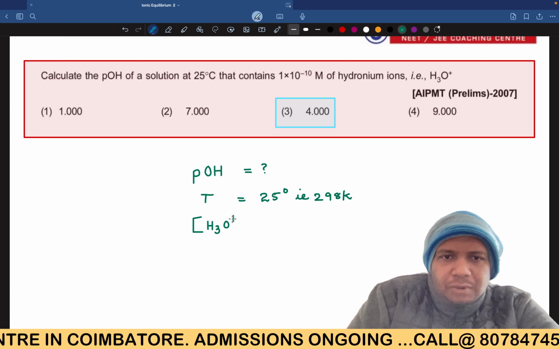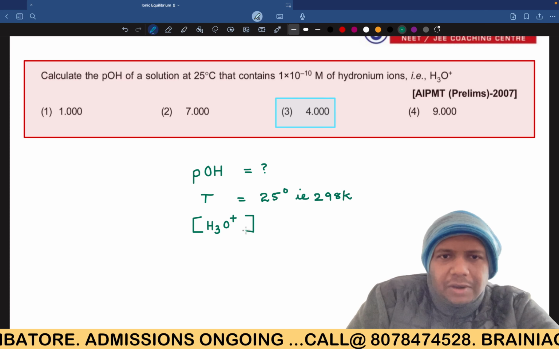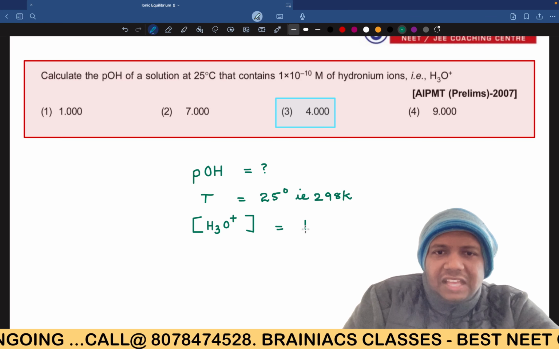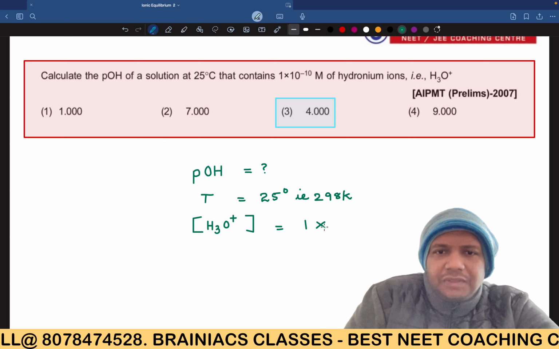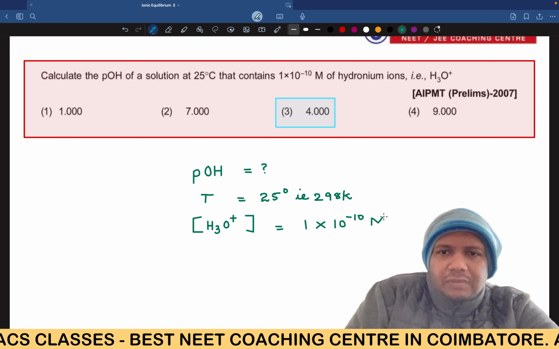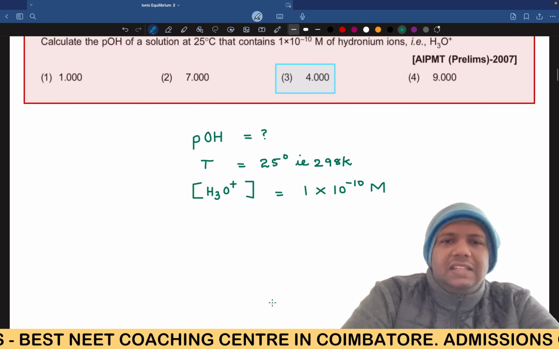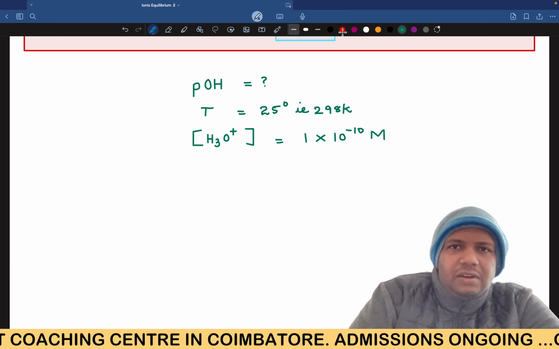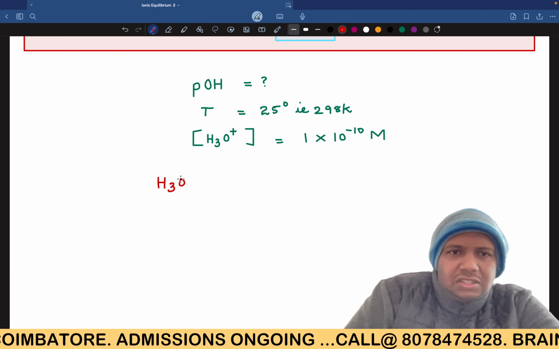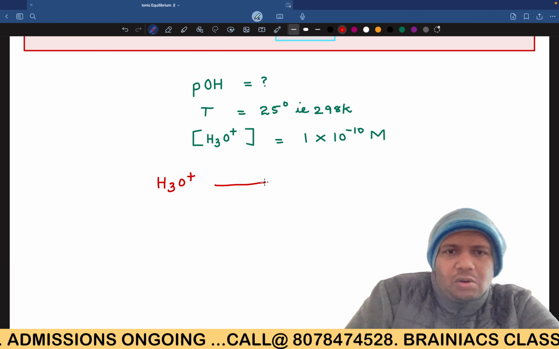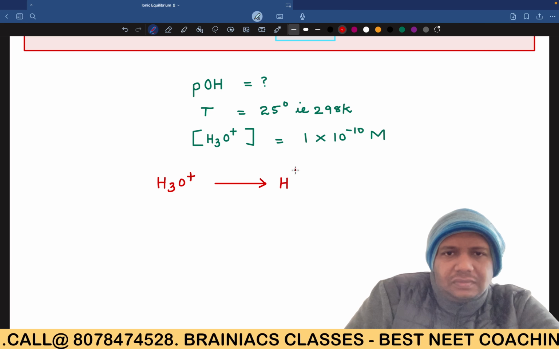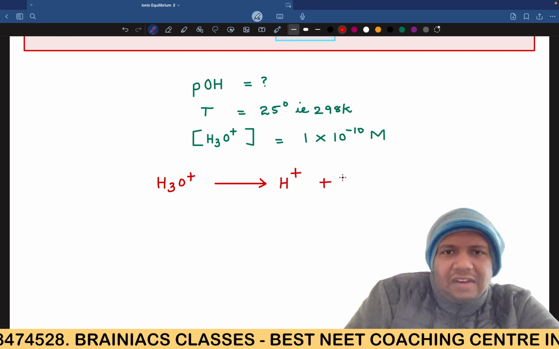And we know what is the importance of the hydronium ion. Hydronium ion concentration is almost the same as H plus ion concentration. Why? We will discuss that. This is given as 1 into 10 power minus 10 molar. Why is it like that? Because if you consider a hydronium ion, that is H3O plus, each hydronium ion can generate a single H plus, and water.